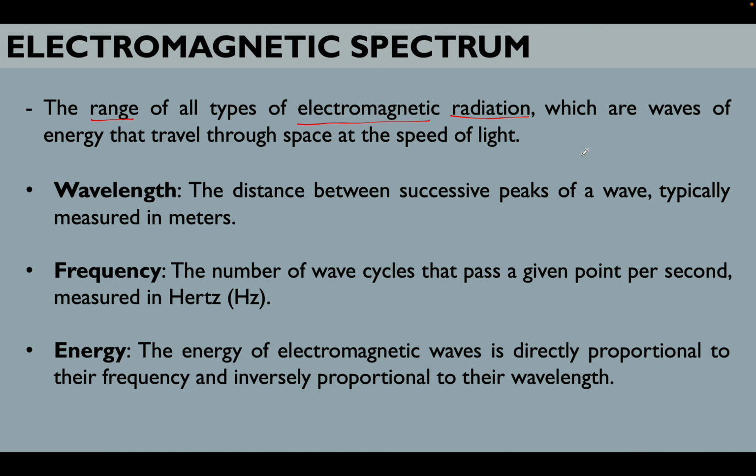So, these types of electromagnetic radiation vary in wavelength, in frequency, and also energy, as well as they have different properties and also uses. So, before we proceed with types of electromagnetic radiation, now let's define first what are wavelength, frequency, and also energy. So, wavelength is the distance between successive peaks of a wave, typically measured in terms of meters. So, wavelength is the distance from peak to peak.